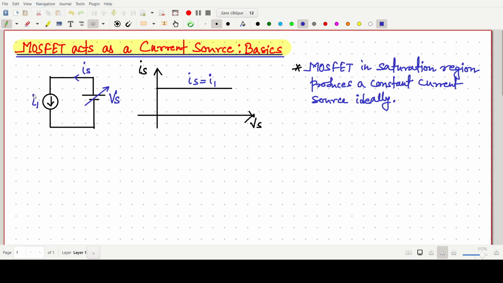If we are considering this first figure, this one is a variable voltage source. So this current Is. Even if we change the voltage Vs, the current will be the same, Is equals to I1. The current will be constant. So the current should be constant and independent of the voltage source. Okay.